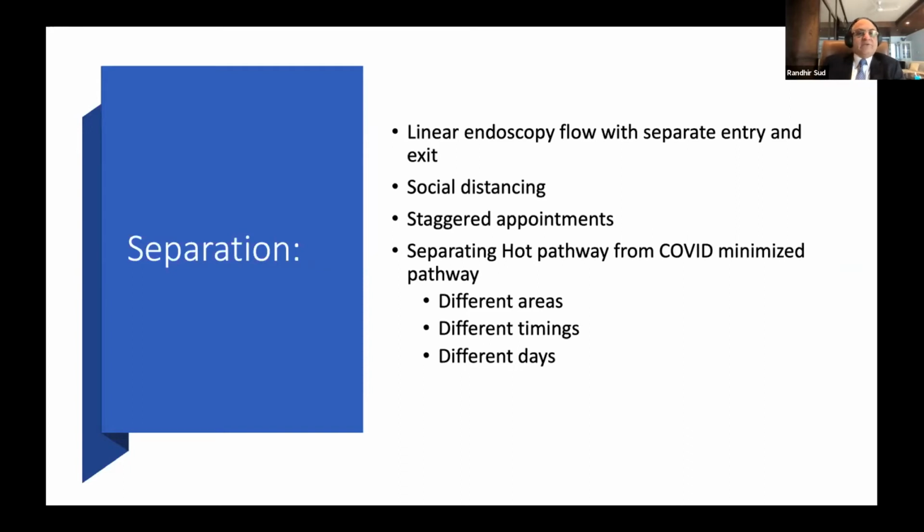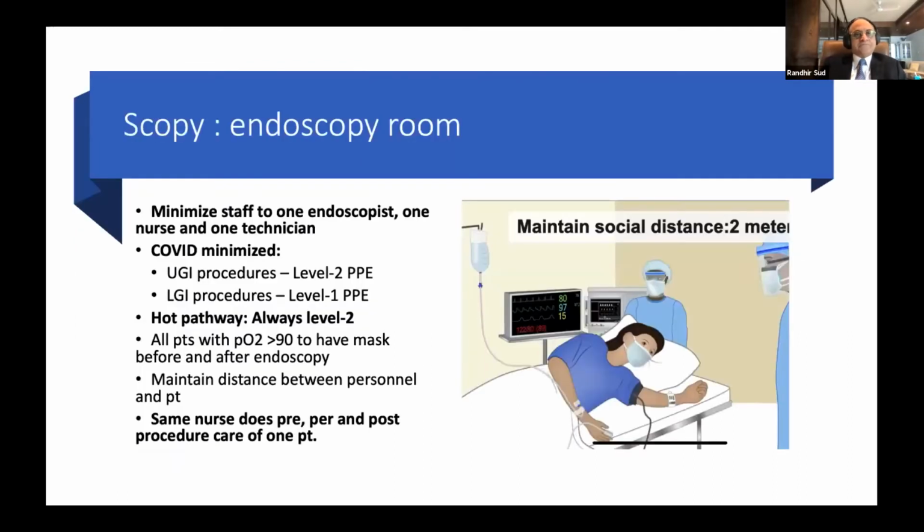Large centers can have different areas allocated. Like if you have an area with negative pressure rooms, you can make them into a hot pathway area and not mingle with the low risk patients. Or if you do not have the facility, you can use different timings. You do the COVID positive patients at a different time of the day and negative patients early in the day, or different days you can allocate. You only do positive patients on, say, 2 days a week, and the rest of the week you do the other patients, so that there's no intermingling of positive and negative patients or high risk patients with these, so that you minimize the possibility of cross transmission.